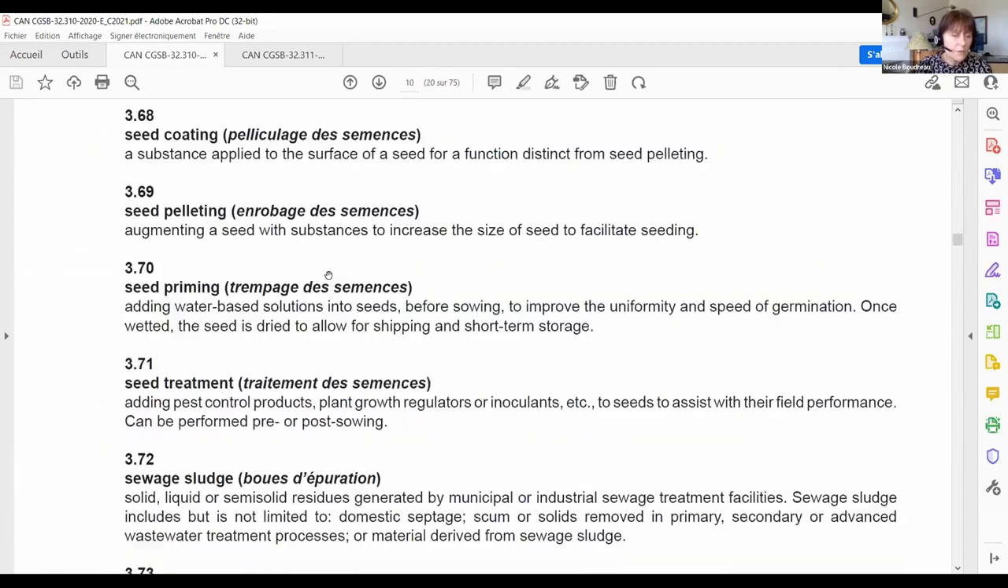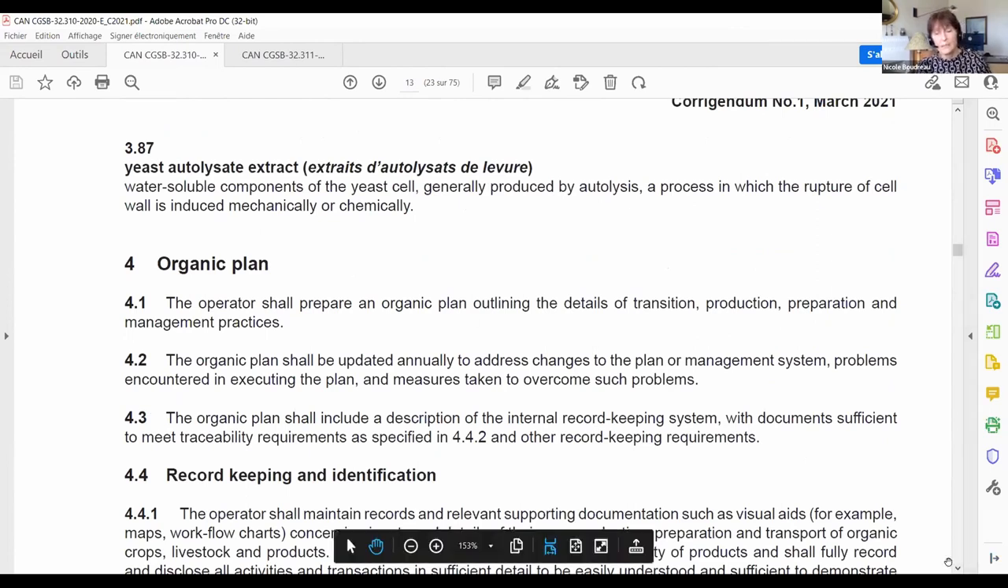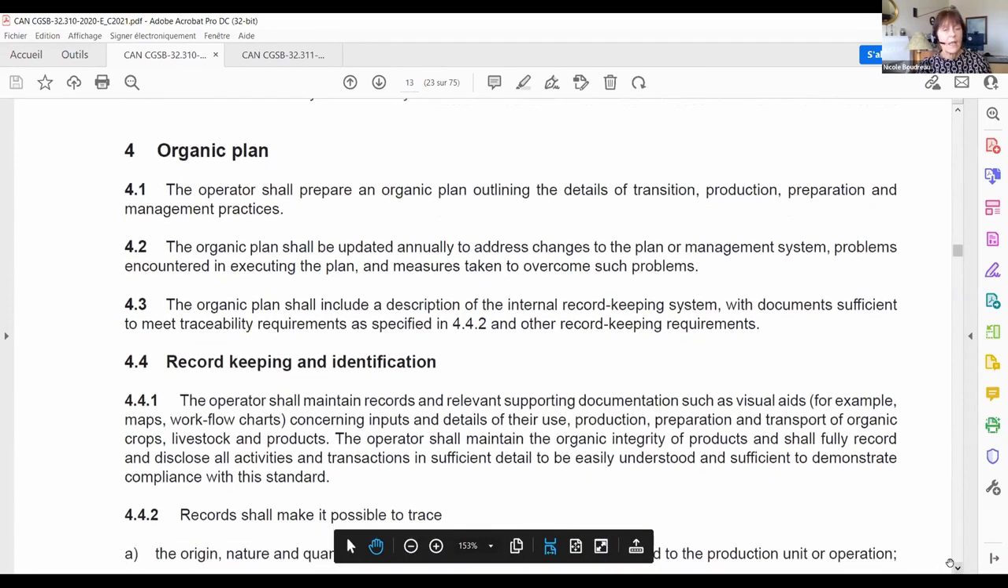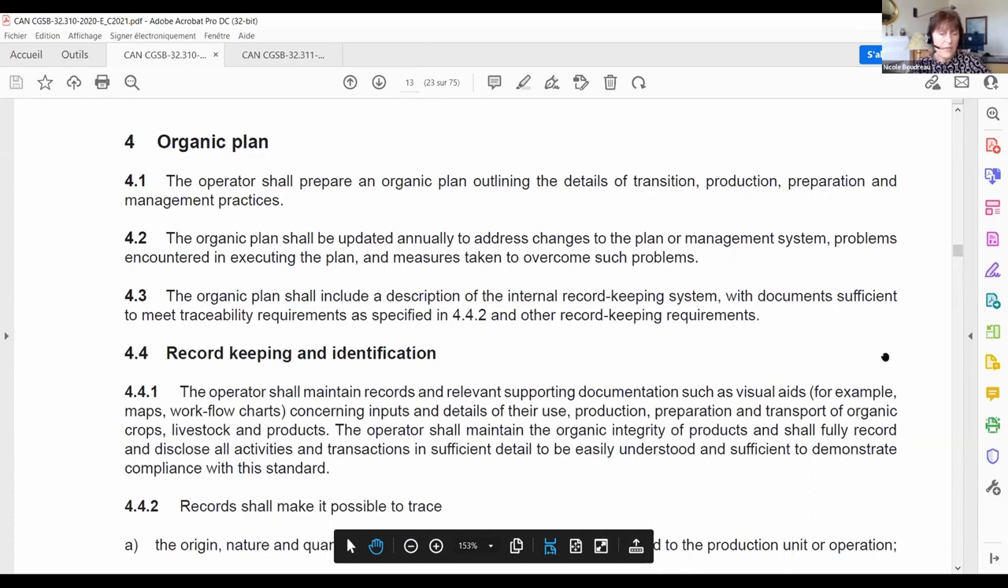And then we'll go to one of the first important clauses that you have to read. This is about the organic plan. If you want to be certified, you need to have written down how you will manage your operation. And not only how you will manage your operation, but also the quantity of your production system, because your certification body will verify if what you sell is proportional to what you produce. So you have to describe practices, but also the outcomes from your practices.